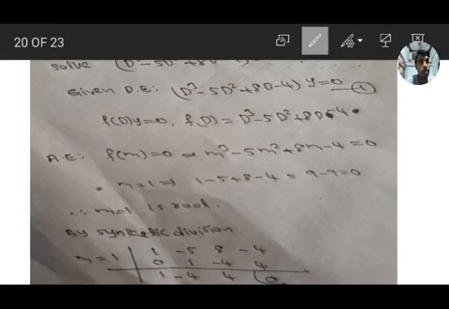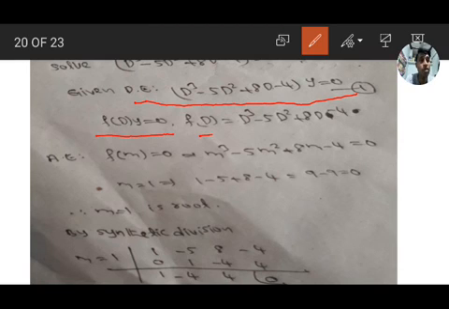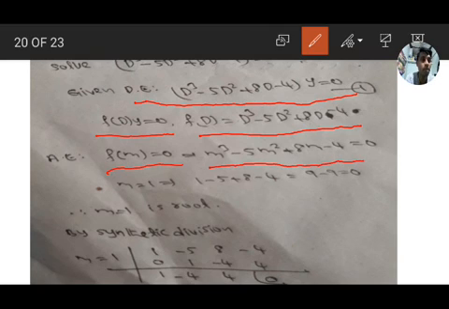First, the given differential equation is already in the symbolic form. (D cube minus 5D square plus 8D minus 4) of y equal to 0. Compare with f of D of y equal to 0, where f of D equals D cube minus 5D square plus 8D minus 4. So the auxiliary equation is f of m equal to 0, that is m cube minus 5m square plus 8m minus 4 equal to 0.